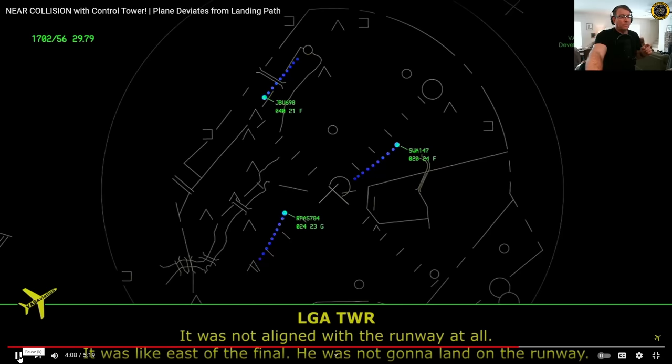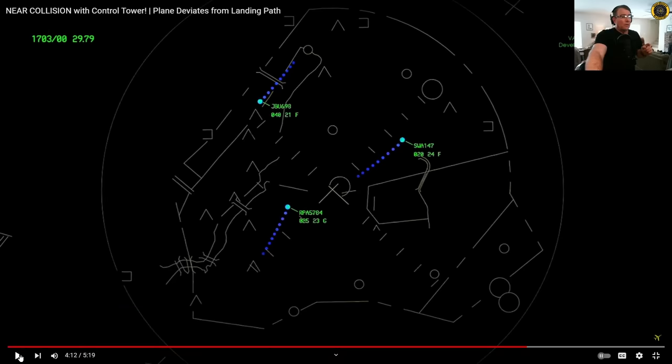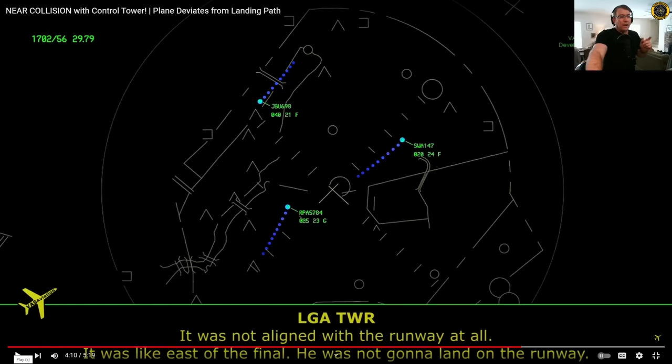Guy was not aligned with the runway at all. He was like east of his final. He was not going to land on the runway. She said you were not aligned with the runway at all. It was like east of final. You were not going to land on the runway at all.